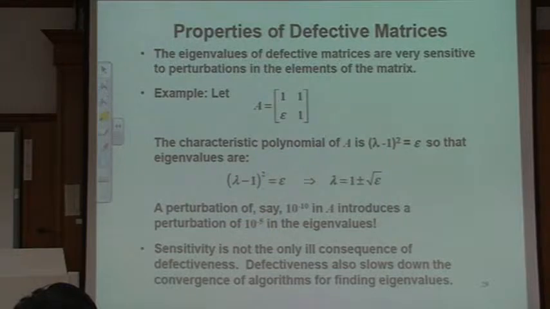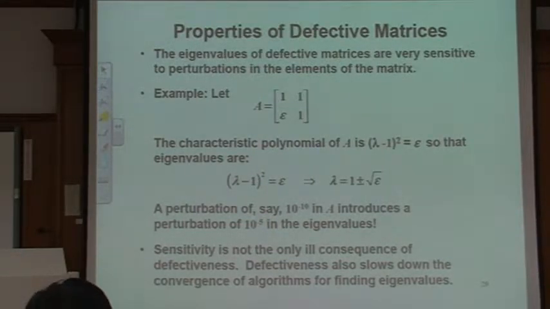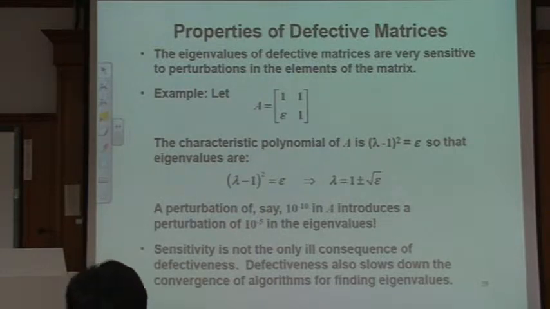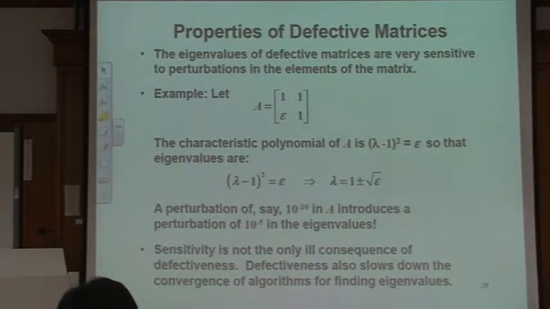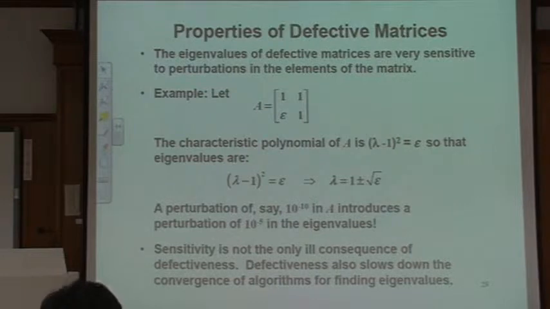It depends on whether the original matrix is correct or not. If the original matrix has a little bit of perturbations, then you will get eigenvalues that are quite different, very different. And also, sensitivity is not the only drawback we have to care about.